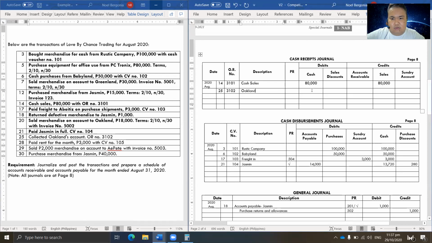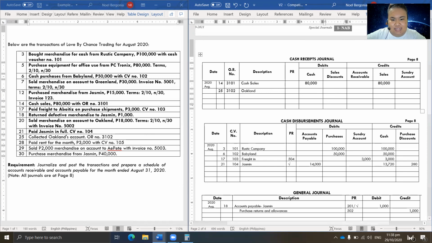Okay, so magkano po yung utang pa ni Oakland? Wala namang return, di ba? We have 18,000. So pasok siya sa discount na 2%. So tignan natin magkano yung marireceive niya, or ano po yung entry natin.